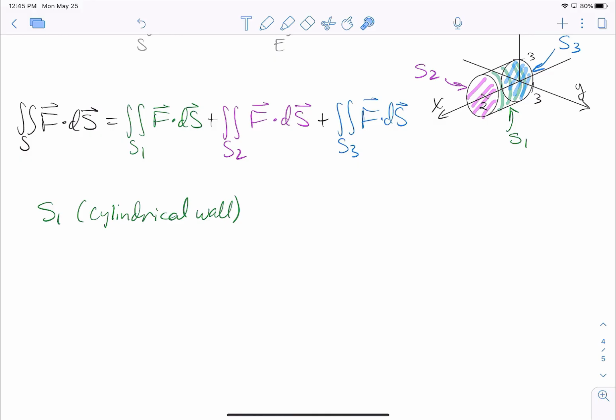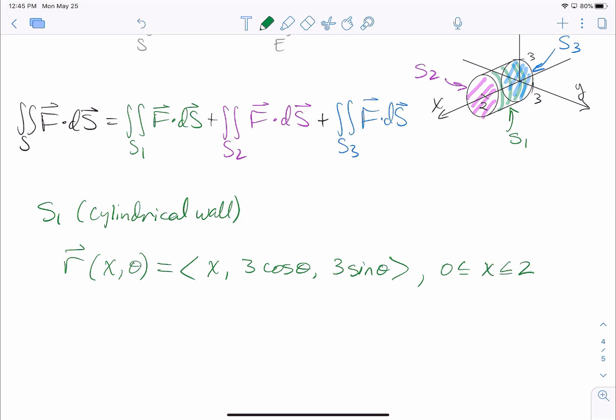Starting with S1, which is the cylindrical wall, since the cylinder has a fixed radius of 3, we don't need to use a variable to express that. We do have x going from 0 to 2, so we'd like to use a variable x. So we're going to set r as a function of x and theta, and we'll say that r is going to be x, 3 cosine of theta, 3 sine of theta, where x goes from 0 to 2, and theta goes from 0 to 2 pi.